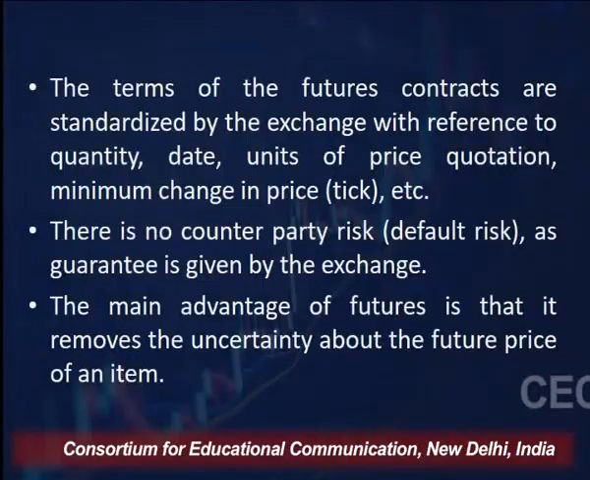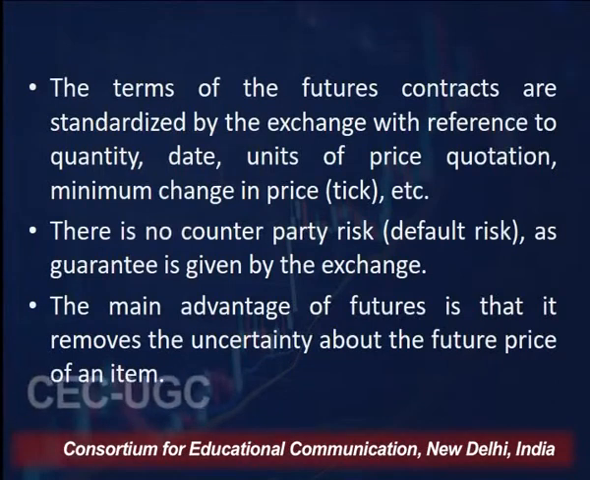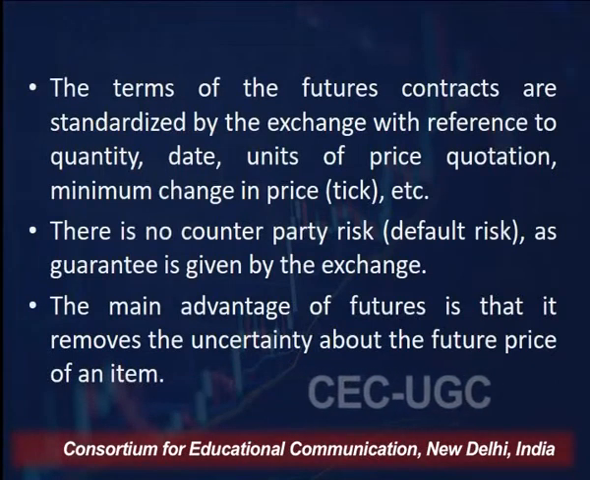The main advantage of future is that it removes the uncertainty about the future price of an item, right? If I make a contract in the future market, I am sure of getting, suppose I am buying, the same example of State Bank of India, if I am buying State Bank of India at 1510 rupees in the future market, I am sure that on the day of the expiry, whatever the price of the State Bank may be, it may be 1600, it may be 1400 also, it may be reverse also, right? I'll have to buy the State Bank at 1510 rupees, which is our predetermined price, and the seller will have to sell at 1510 rupees, even if the price goes to 1400 or 1600, whatever the price may be.